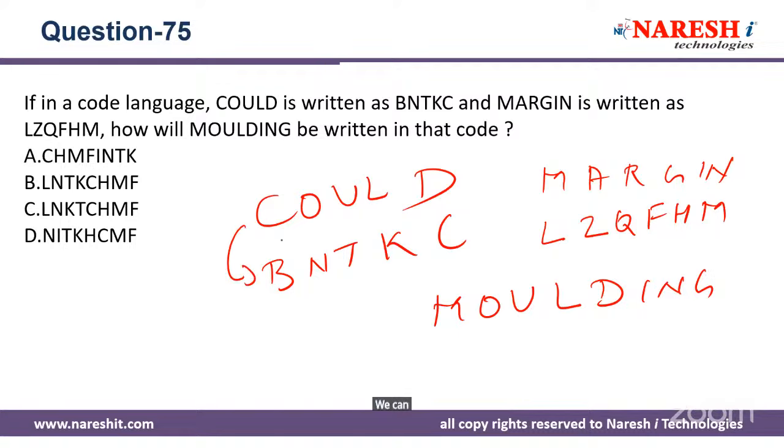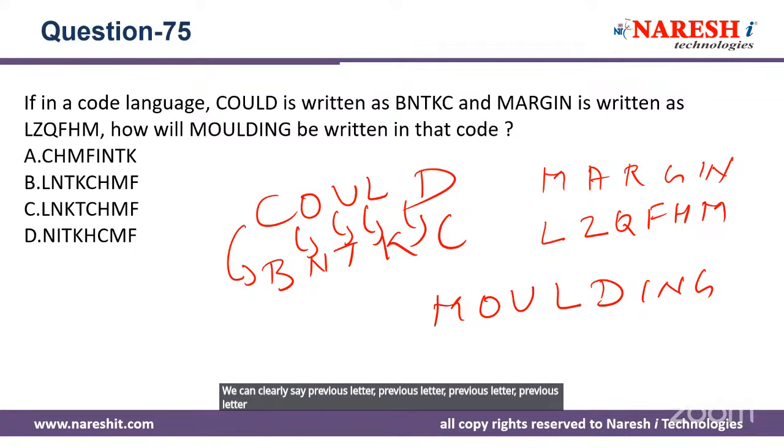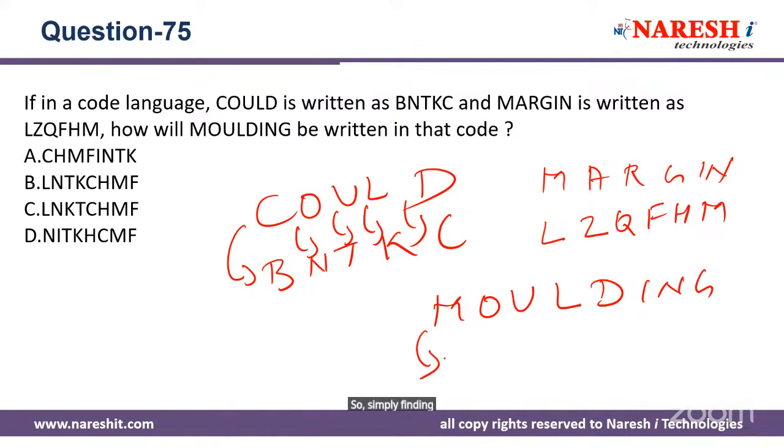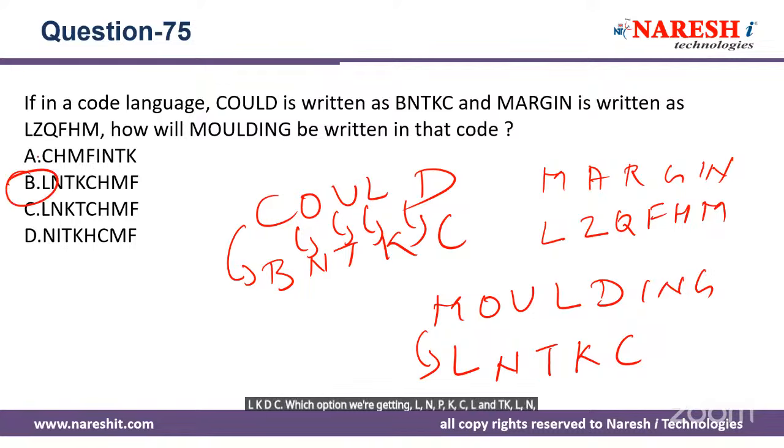We can clearly say it is the previous letter, previous letter, previous letter, for each one. So simply finding the answer, M previous letter, L, O, N, U, T, L, K, D, C. Which option are we getting? LNTKC, option B.